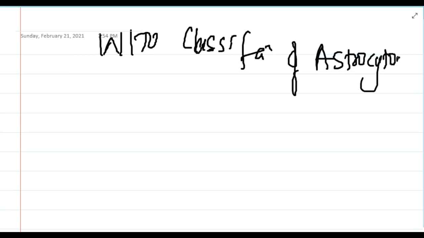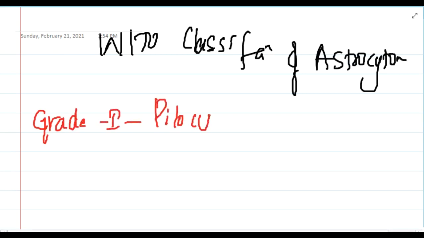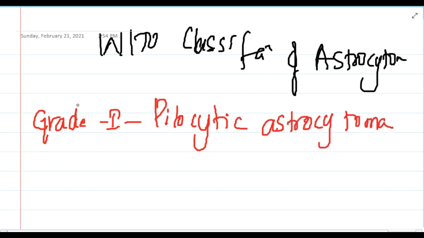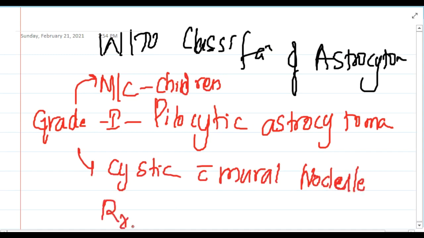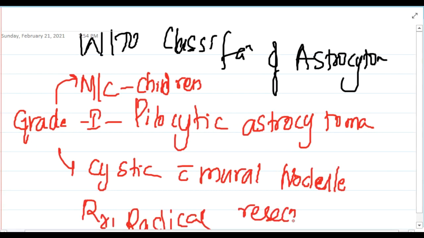According to the WHO classification, astrocytomas are divided into 4 grades. Grade 1 is pilocytic astrocytoma, the most common astrocytoma seen in children. It does not infiltrate the brain. It is often a cystic lesion with a mural nodule. Treatment is radical resection. So this is about grade 1 or pilocytic astrocytoma.